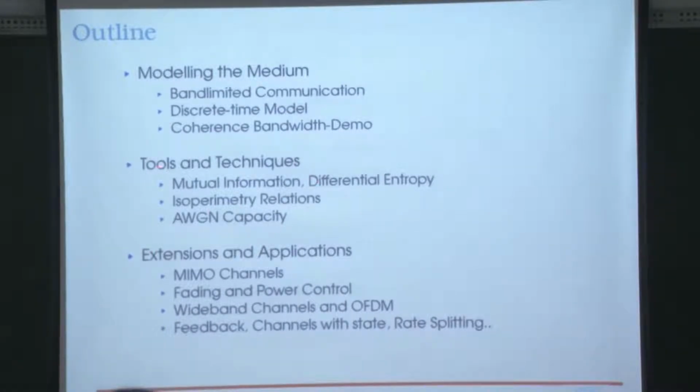And then the next part is where I focus on the tools and the techniques and the mathematical aspects of it. And fortunately, we will get a good idea of what is known as mutual information, continuous valued entropy known as differential entropy, some of these isoperimetric relations which help you identify what is the best way to communicate in channels, and lastly the capacity of the additive white Gaussian noise channel.